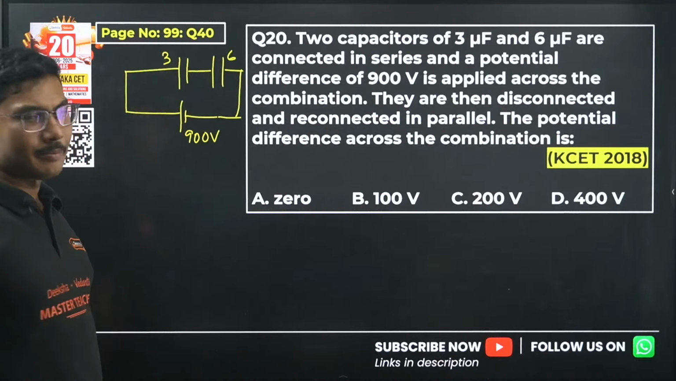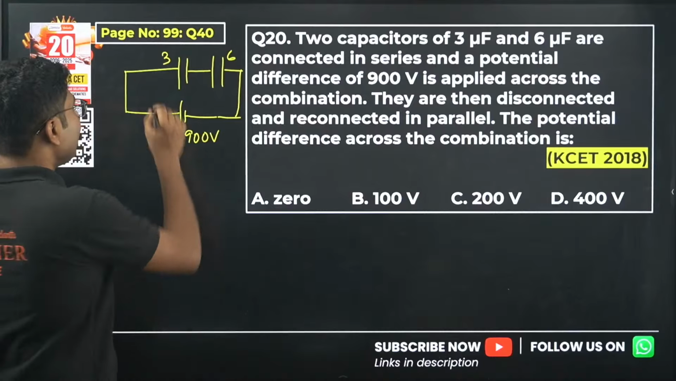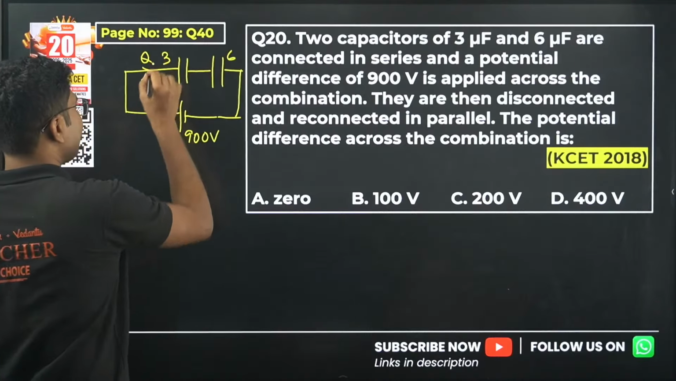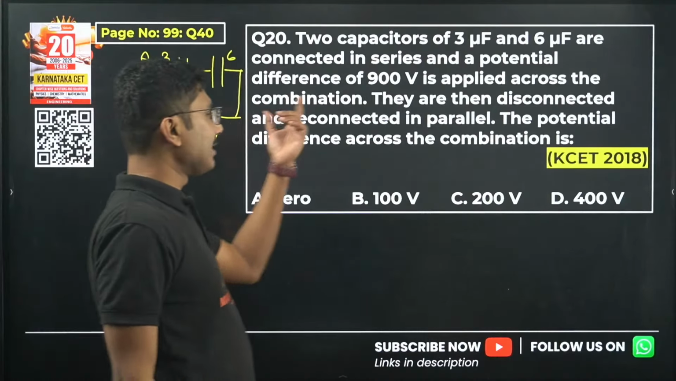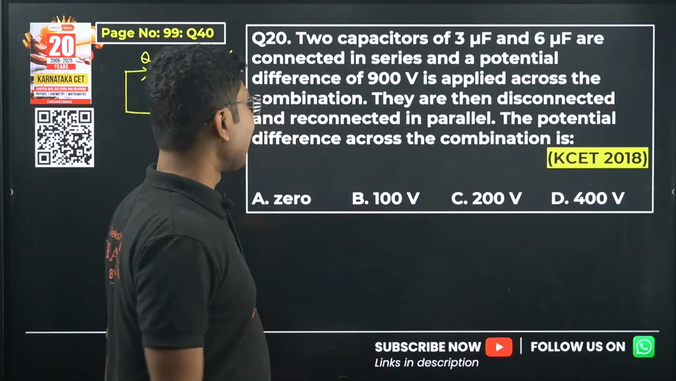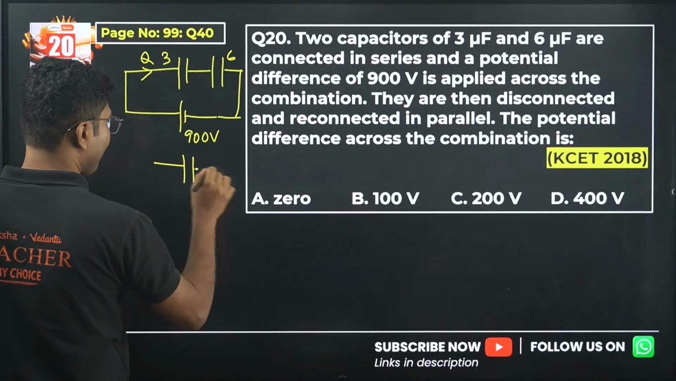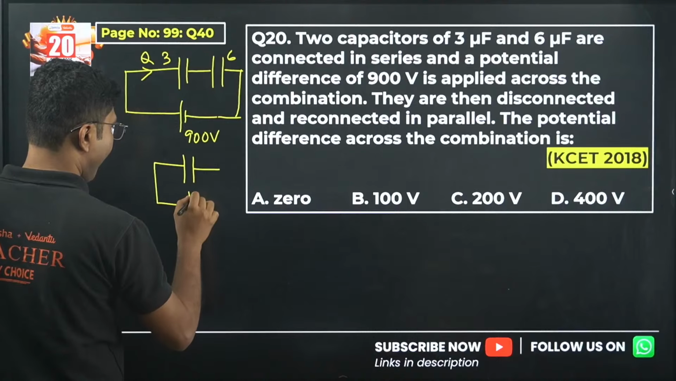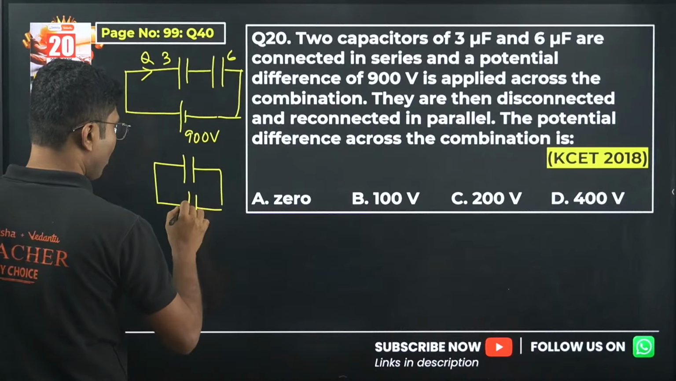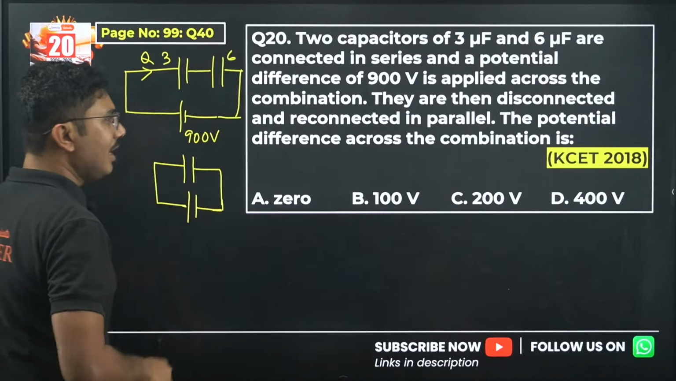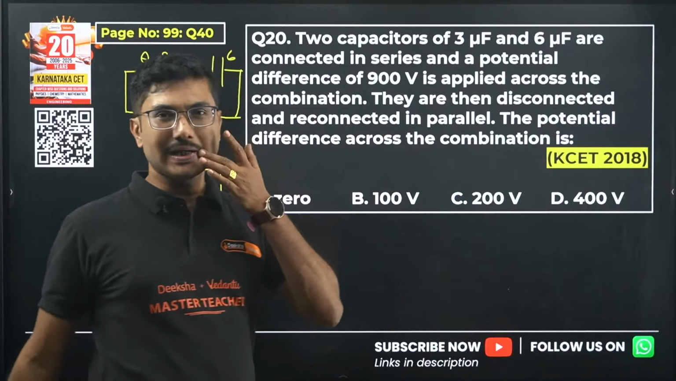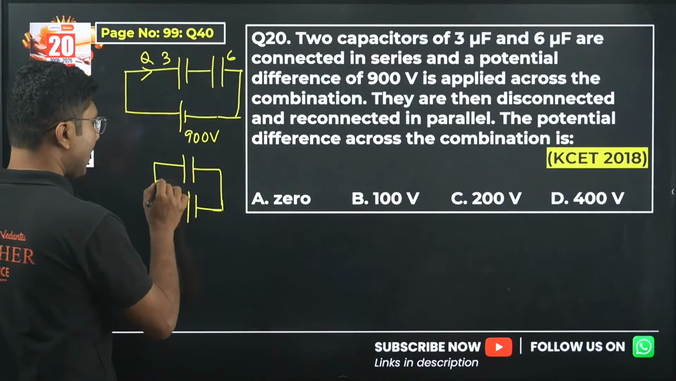So you connected them like this. The charge in series combination is constant. So 900 volt is the potential difference. Now you remove the battery, you connect them in parallel. Now they asked you what is the potential difference across the combination.